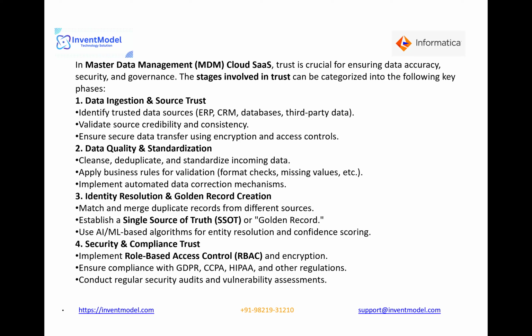Now, the second stage is data quality and standardization. What we do here is we clean the data, we deduplicate the data if we have multiple records, and then we standardize the incoming data. Next, we have to apply some business rules for validation. What are these business rules? That is format checks, missing values, etc. So these can be the business rules that we apply for validation.